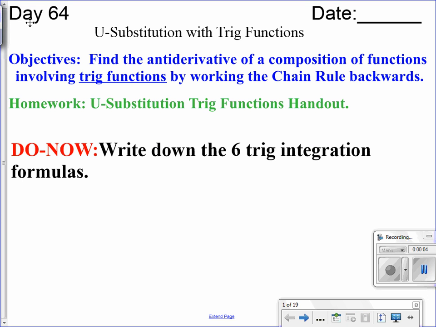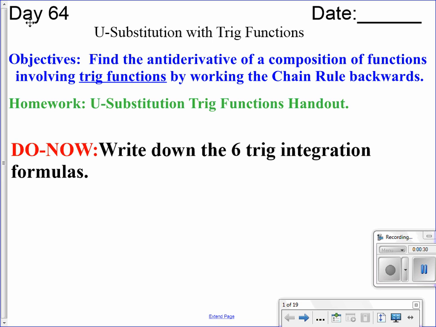Okay, I'm going to come around, see how you made out with that U substitution with the power rule and the ln. While I'm doing that, I need you guys, and try to do this without using your notes. Let's see how much you know. If you have to use your notes, then fine. But I want you to go and write down the 6 trig integration formulas, not the inverse trig, like the regular ones. Like, give me an example of one.